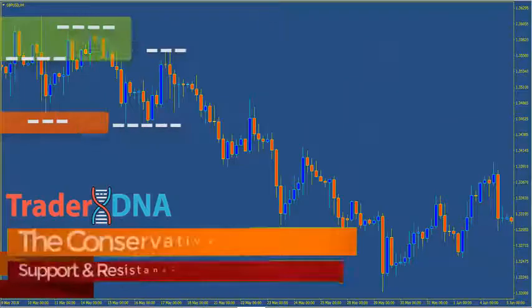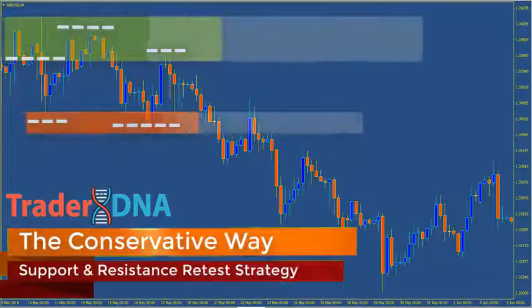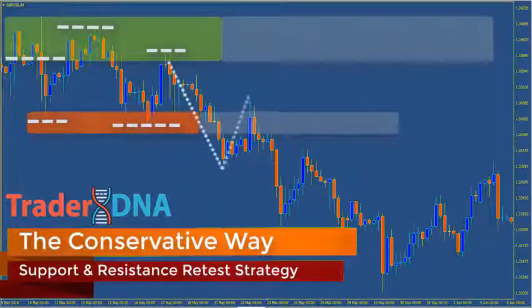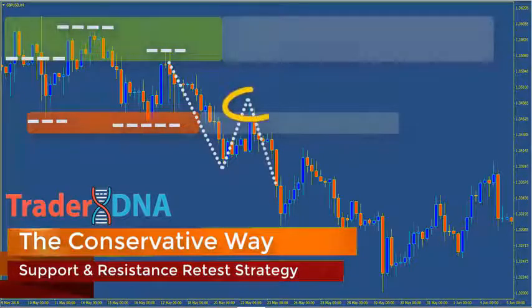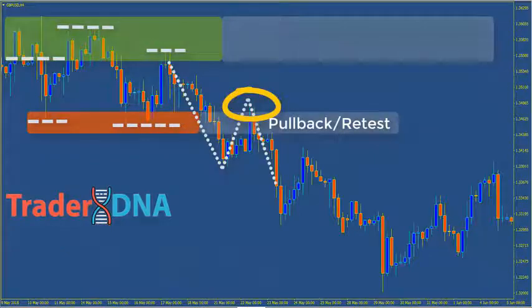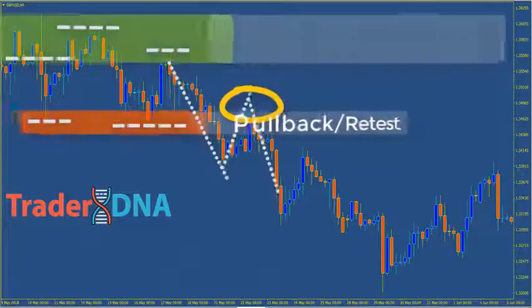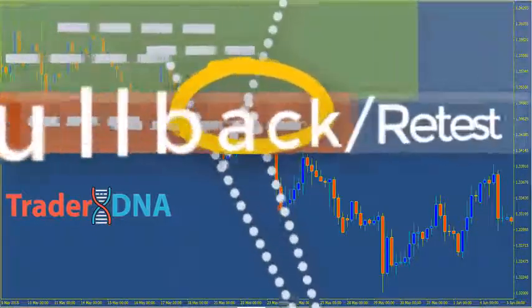The conservative way, or support and resistance retest strategy. Instead of entering right on the break, wait for the price to make a pullback to the broken support or resistance level and enter after the price bounces. Here are the examples illustrating the strategy.